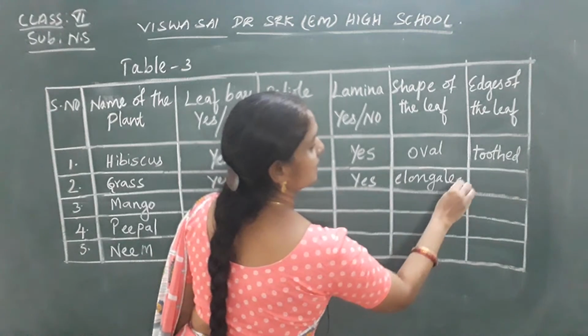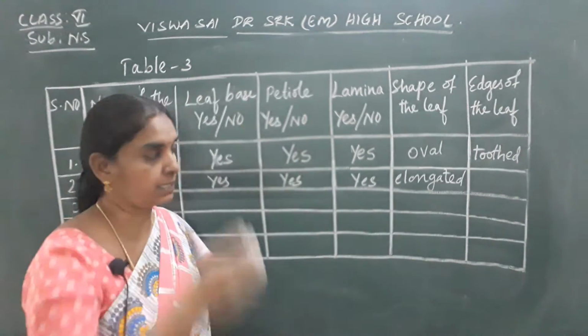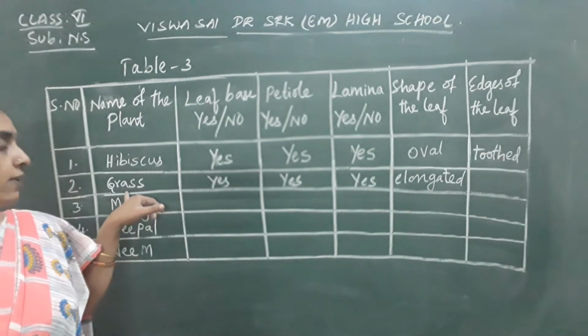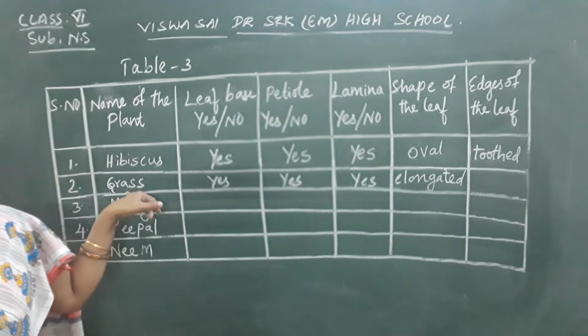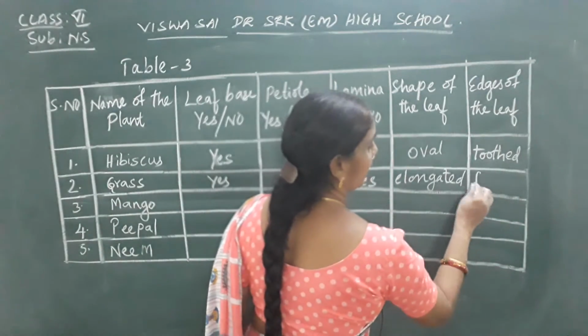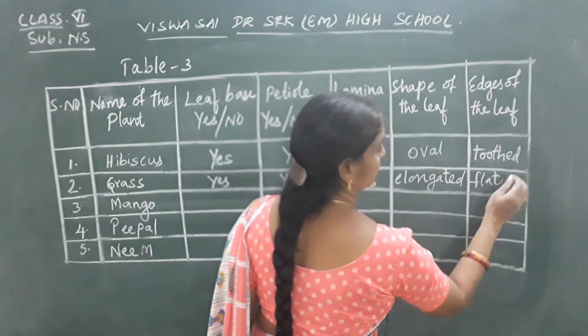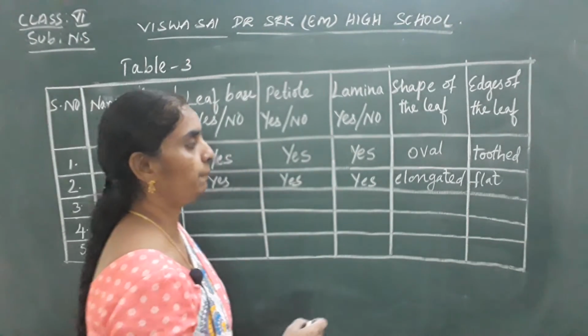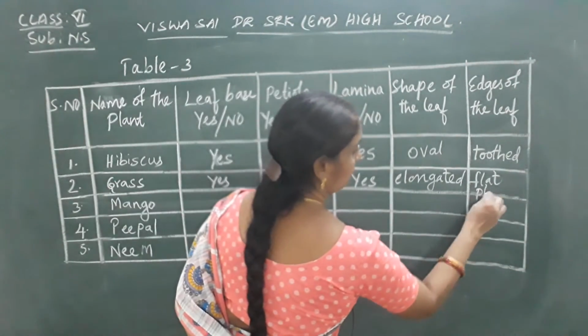Elongated. Grass leaf is elongated. And the edges of the leaf of grass are plain. How are they? They are flat, or flat blade, you can say. Okay, flat or plain. Plain also you can say.